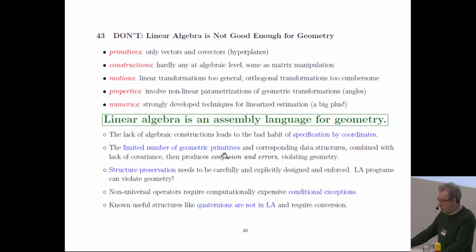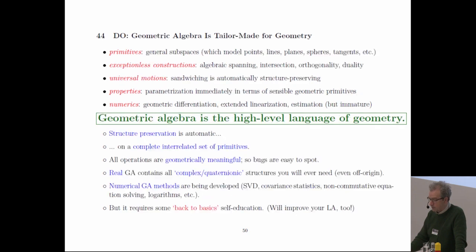Specification by coordinates, very bad habit. Limited number of geometric primitives. You will never have circles in linear algebra unless you go to this way of looking at it. Structure preservation, you have to enforce it all the time because it's not automatic. You need conditionals. You need to see what you're transforming before you know what matrix you can use. That leads to conditional things. You don't want that either. And really, quaternions are a cop-out because you're now leaving linear algebra and using something else to fix a problem caused by using linear algebra, whereas here they are included for free.